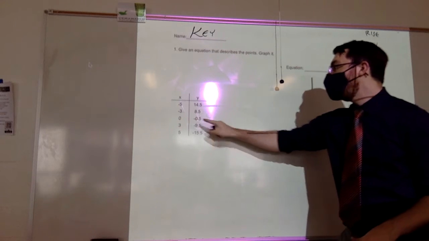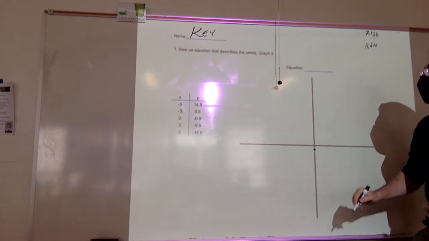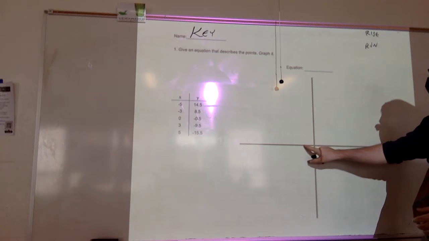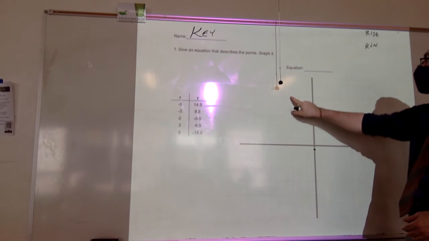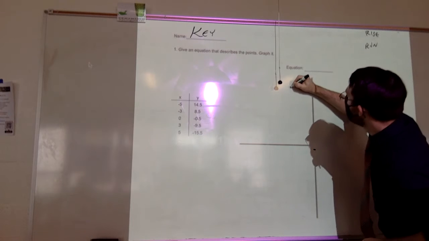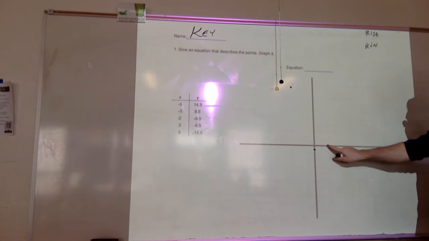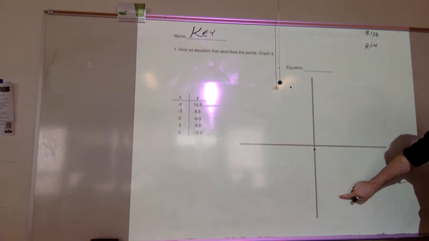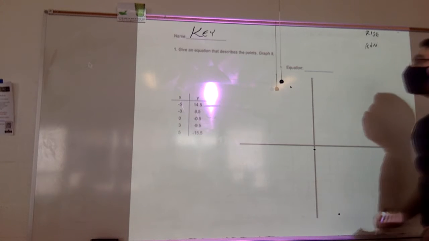I see 0, negative 0.5, so there's 0, negative 0.5. Negative 3 is 8.5. So 1, 2, 3, 8.5. 1, 2, 3, 4, 5, 6, 7, 8.5. And 3 on the other side, negative 9.5. 2, 3, 1, 2, 3, 4, 5, 6, 7, 8, 9.5. Whoa, that is a really steep line.